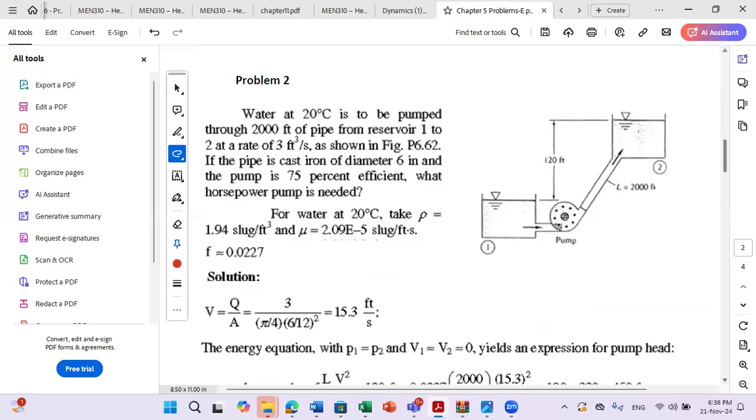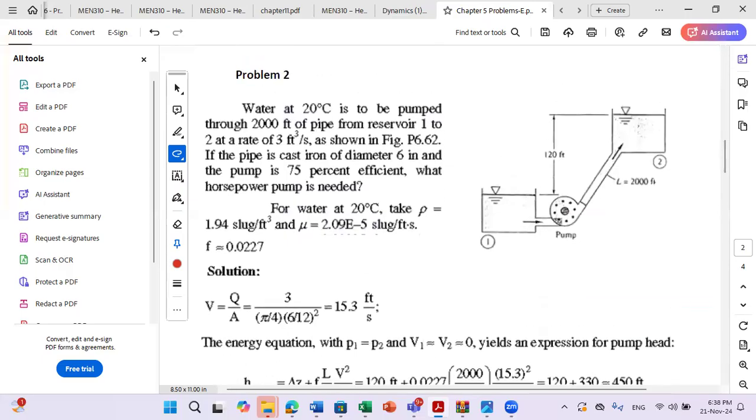Let us move to another problem. Here, water at 20 degrees is to be pumped through 2,000 feet of pipe from reservoir 1 to 2 at a rate of 3 cubic feet per second, as shown in the figure. If the pipe is cast iron of diameter 6 inch and the pump is 75% efficient, what horsepower pump is needed?